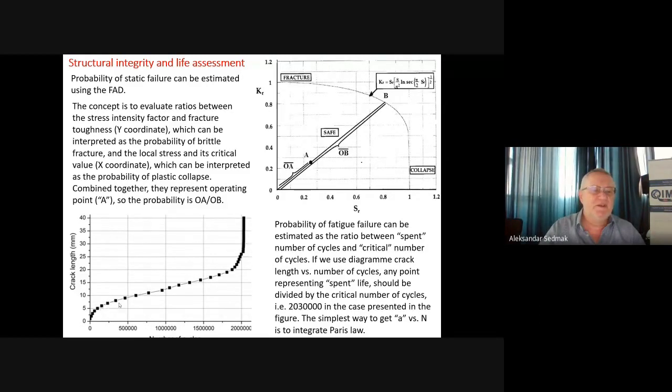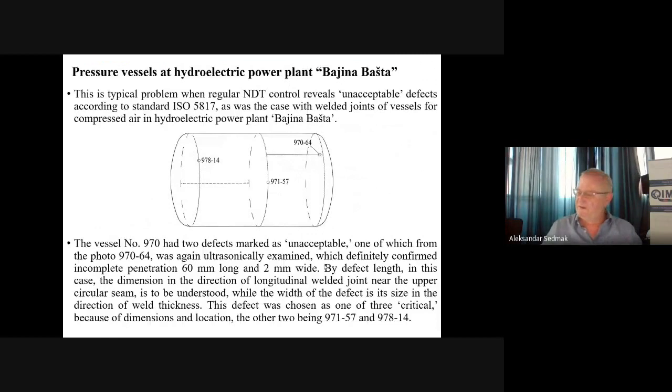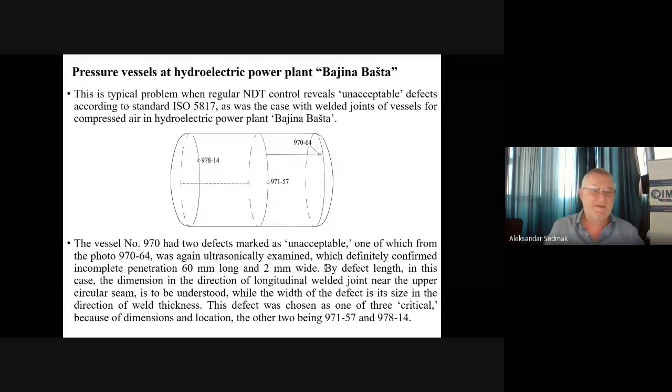So any point along this curve has its own probability because it represents the spent life. And once we divide the spent life by the total critical life, we get this simple estimation of probability for structural life. So now let's go and check a few case studies.